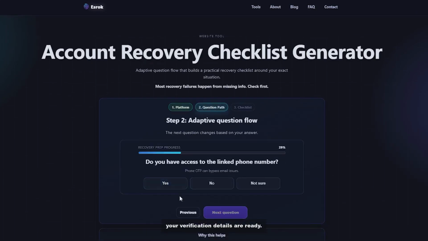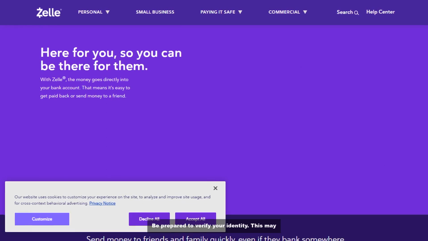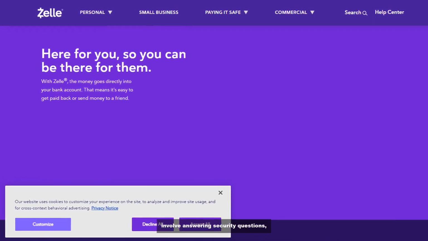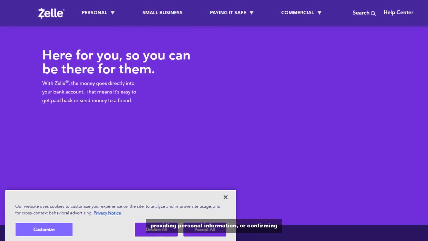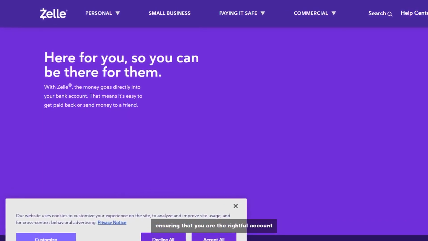Step 2. Verify your identity. Be prepared to verify your identity. This may involve answering security questions, providing personal information, or confirming recent transactions. This step is crucial for ensuring that you are the rightful account holder.